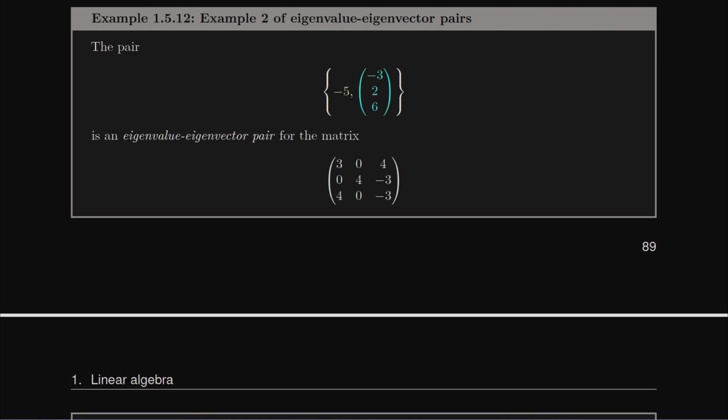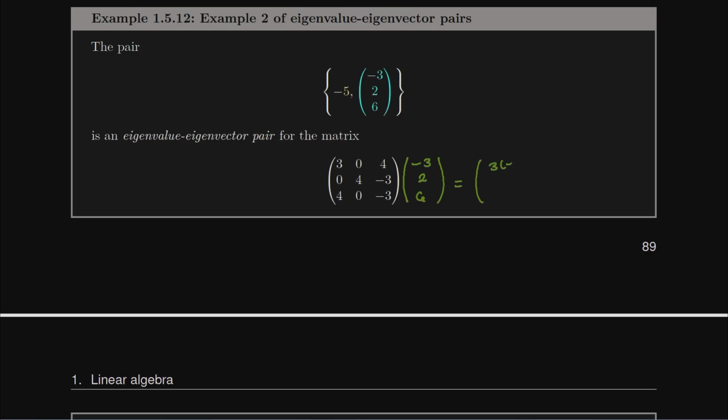There's nothing special about the 2 by 2 case. So in a 3 by 3 case, we've got the eigenvalue negative 5 and the eigenvector negative 3, 2, 6 associated with the matrix 3, 0, 4, 0, 4, negative 3, 4, 0, negative 3. What does it mean for this to be an eigenvector of eigenvalue negative 5 associated to this matrix? Well, what it means is that if I take that vector negative 3, 2, 6 and I perform matrix multiplication, what's this going to end up being?